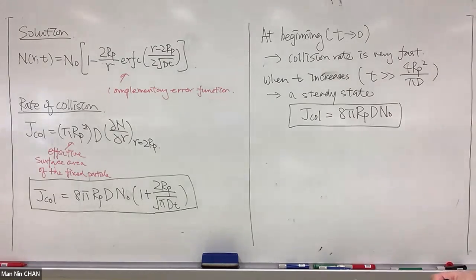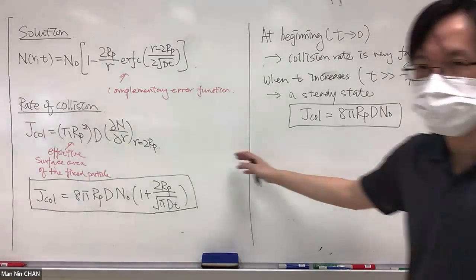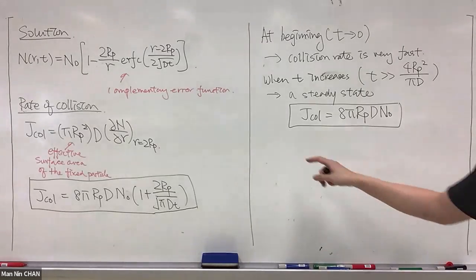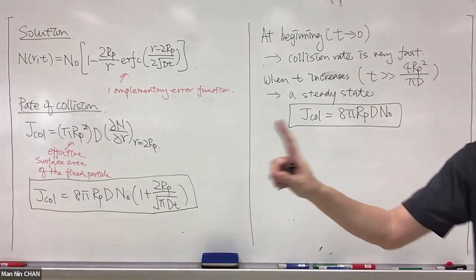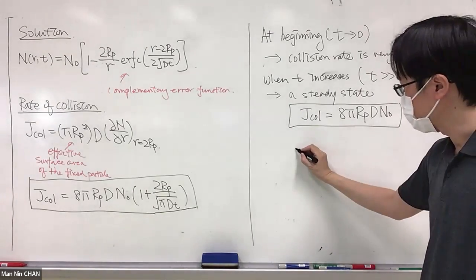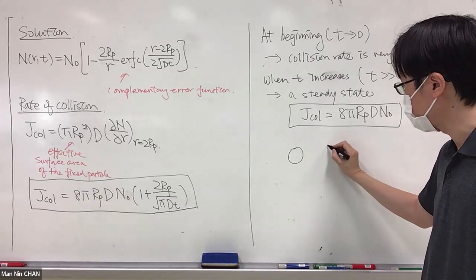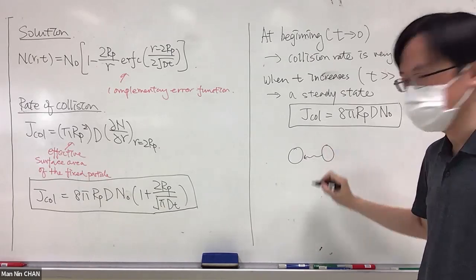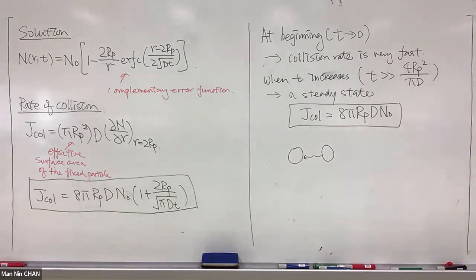But I just want to remind you that when we derived this equation, we assumed that one particle is stationary, so we only consider the collision. You have a fixed particle, then you have particles of the same sign around, and then you have this kind of collision. So we are looking at the rate of collision.